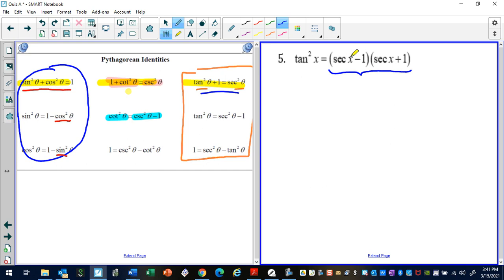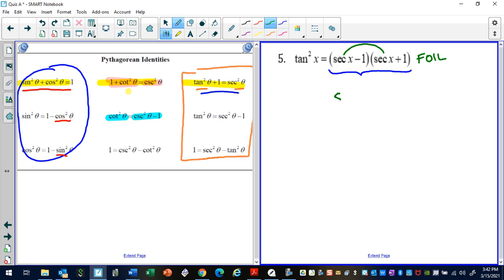Because these guys are not squared, this is not a Pythagorean identity at all. So what you could do instead is FOIL it together. Some people turned it into 1 over cosine, which is not wrong. It's just a lot more work. So let me show you this other way, see if it clicks and helps you think of doing it a little bit easier next time.